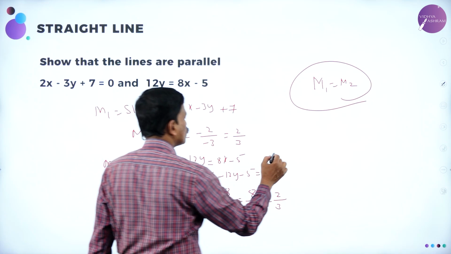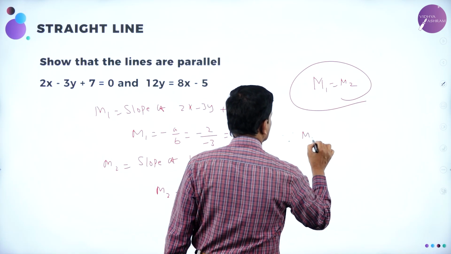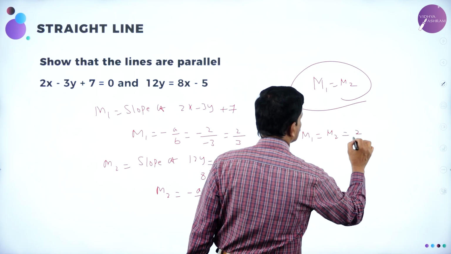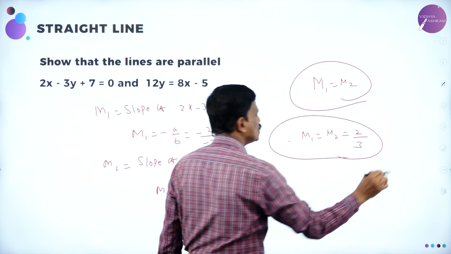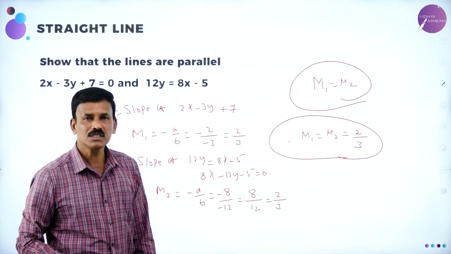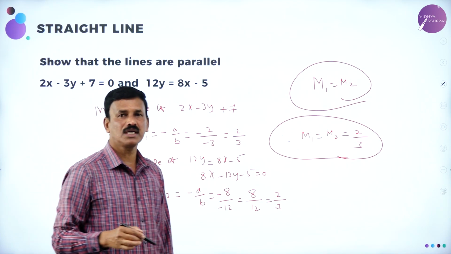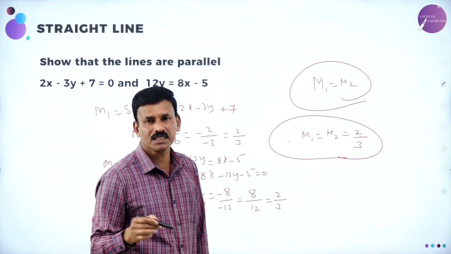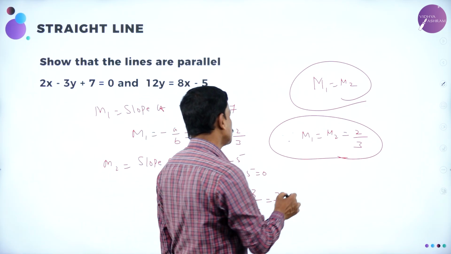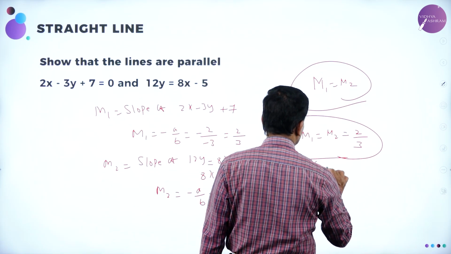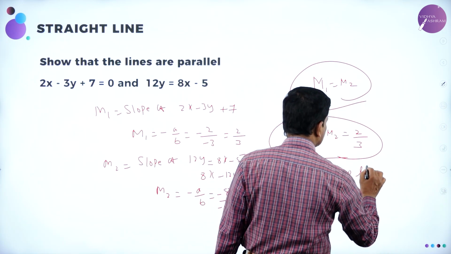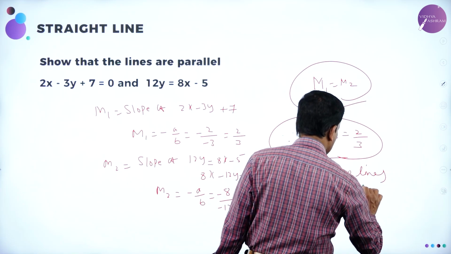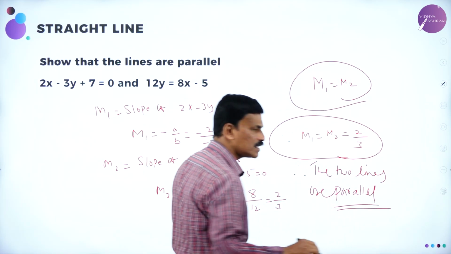m2 is 2 by 3. Since m1 is equal to m2, what is m1? 2 by 3. m2 is also equal to 2 by 3. So if m1 is equal to m2, that means the slopes of the two lines are equal. If the slope of the first line is equal to the slope of the second line, then the two lines are said to be parallel to each other. Therefore, the two lines are parallel.